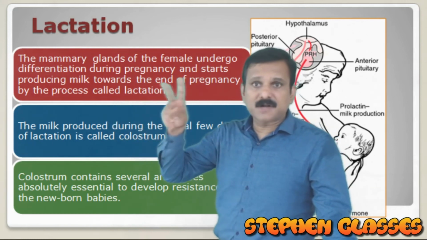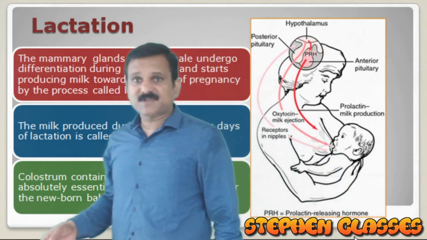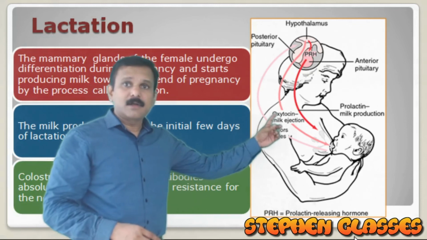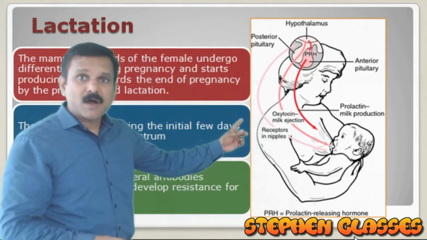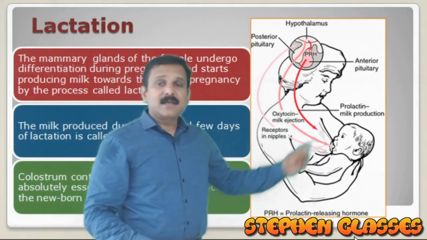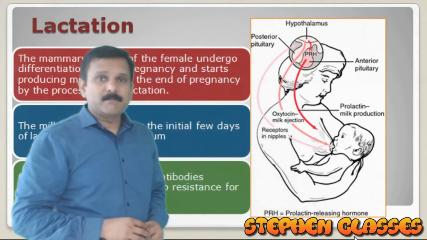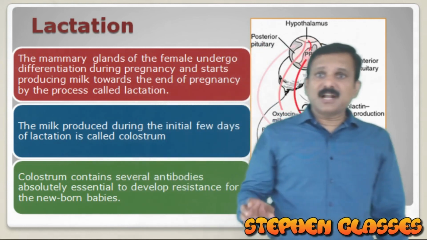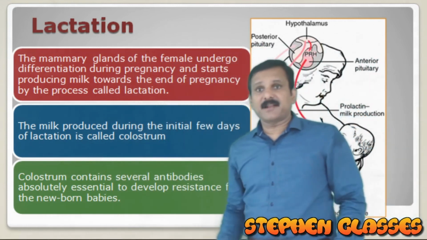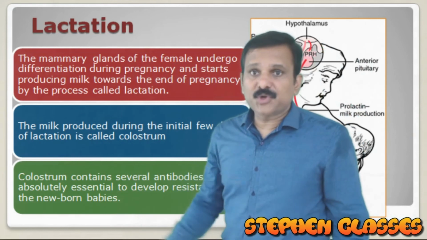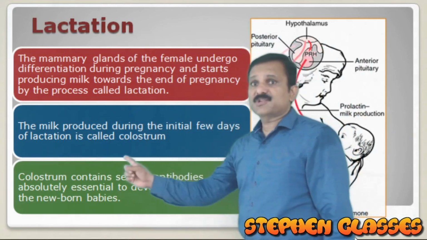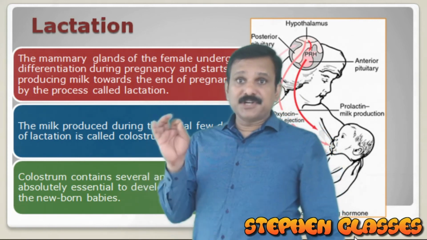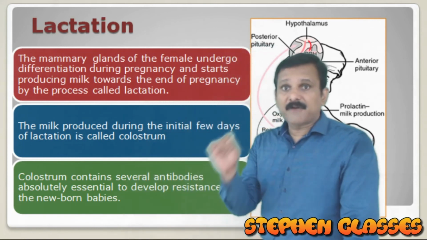There are two hormones involved in this lactation process. One is oxytocin. Oxytocin is a milk ejection hormone, whereas prolactin helps in release of milk. So here, milk is produced during the initial days of lactation. That is different. That is called colostrum. So you should be familiar with this term colostrum. What is colostrum? Colostrum is the milk produced during the initial days of lactation.